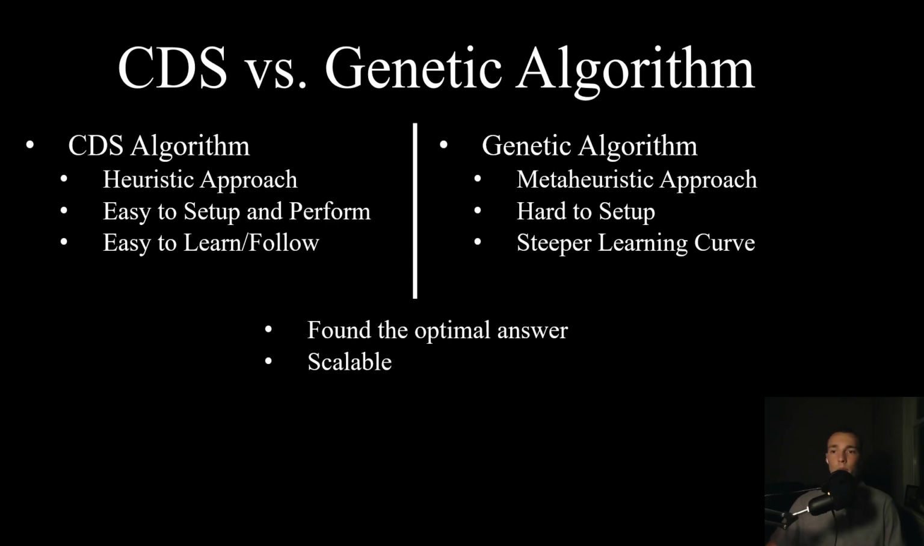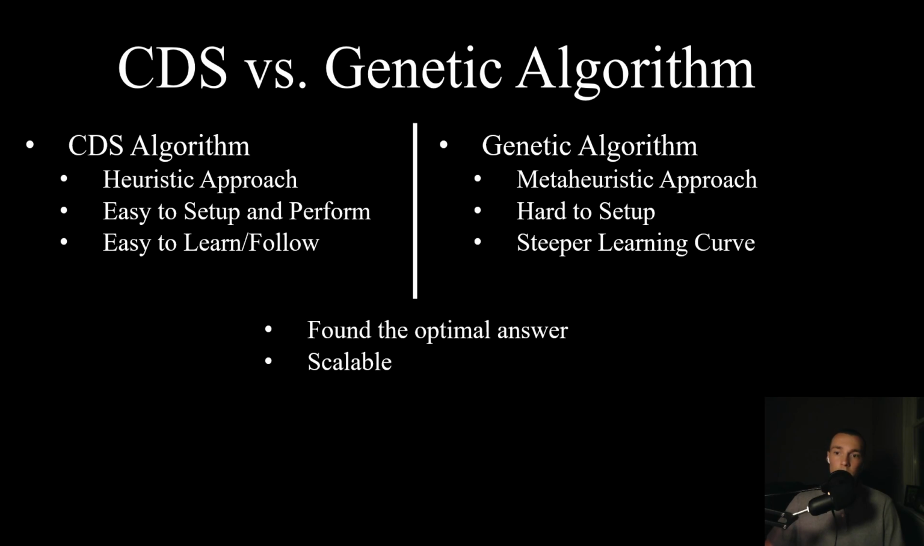And now that we have seen both algorithms in action, I wanted to end the video comparing and contrasting each. Let's start with the CDS algorithm. It is a heuristic approach, meaning it was specifically built to solve operation scheduling type problems where we have greater than 2 machines or resources and any number of jobs. The CDS algorithm is also easier to learn, set up, and perform, and also analyze.